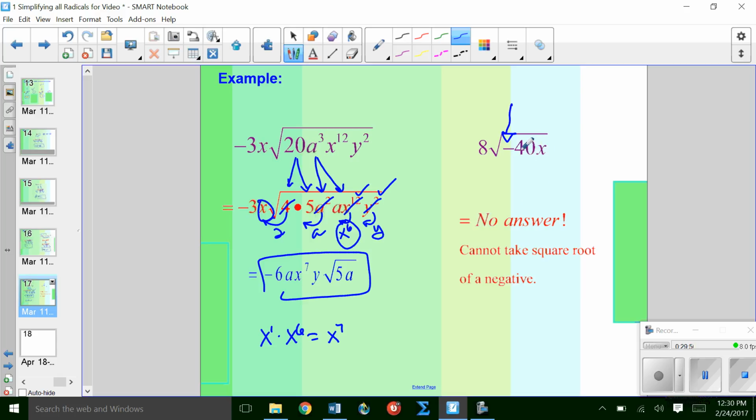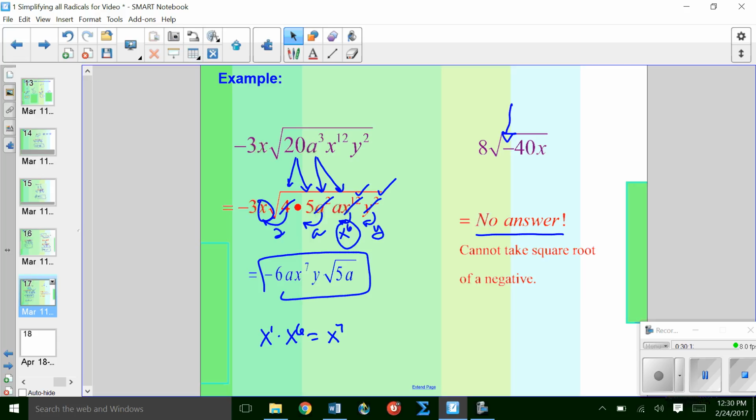So because of this negative sign under, so the opposite of 40x, whatever that may be, we would have no solution here because you cannot take the square root of a negative. That's an imaginary number, and for us, that's as far as we're going to go with that this year. And that brings us to the end of our lesson on simplifying radicals.